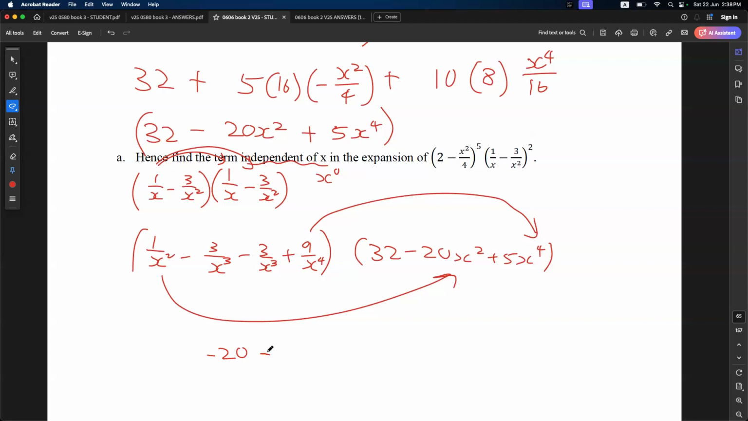Negative 20 plus 45. Sorry, 25 should be your answer.